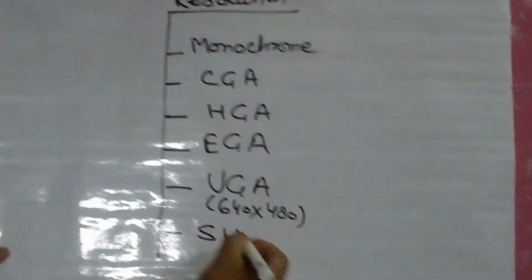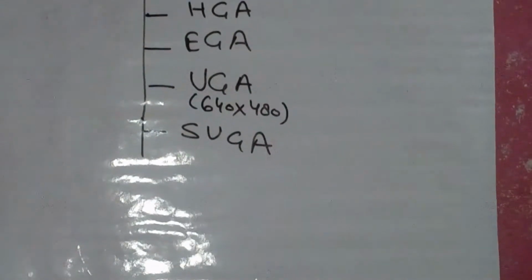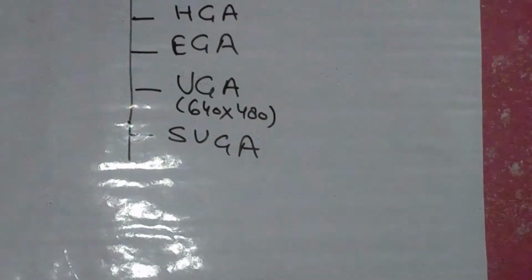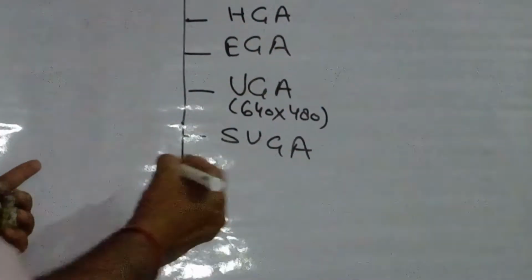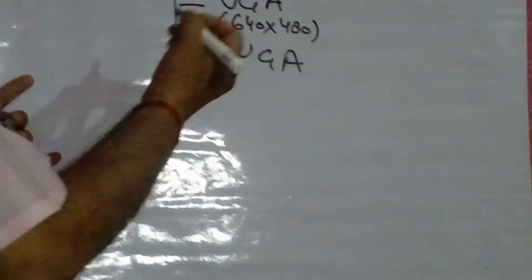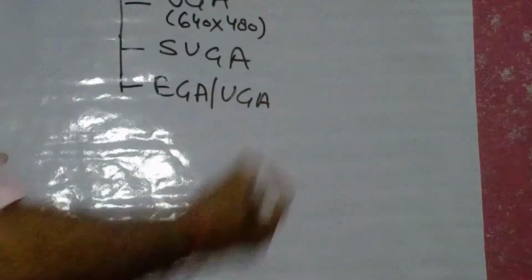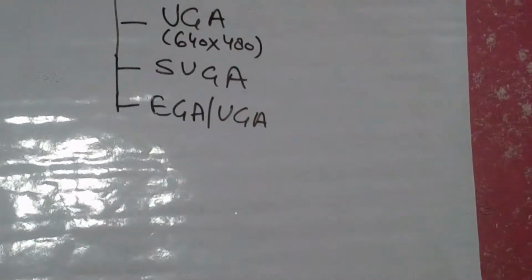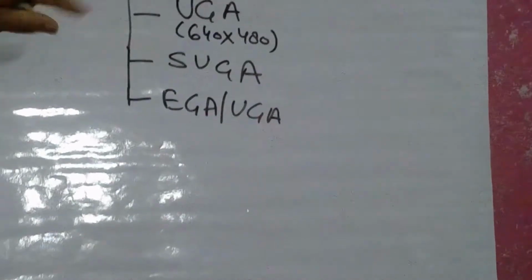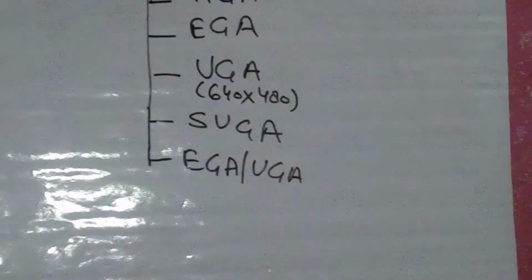After that, SVGA. SVGA is Super VGA. Super VGA, in general, has a resolution of 1500 cross 1000. Nowadays either a VGA monitor or an EGA VGA monitor is in use, but in general mostly the VGA monitor is in use.